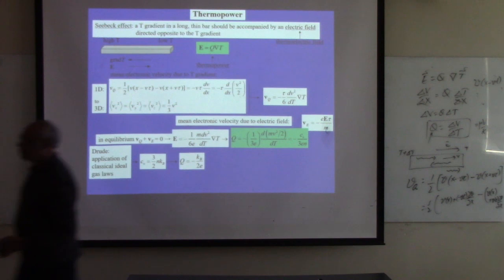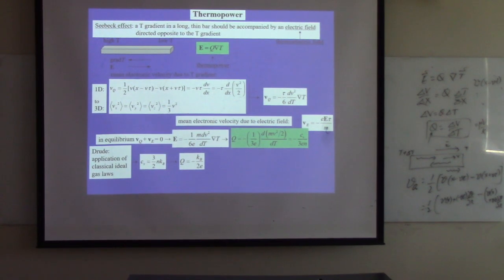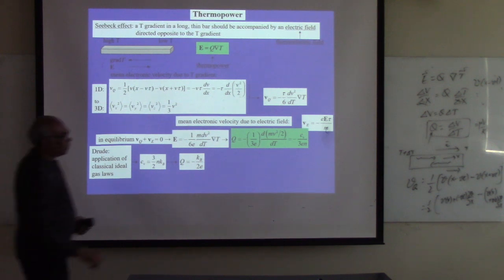F of x plus Vt, something I can write as f of x plus Vt times df over dx plus half Vt squared d squared f over dx squared, and so on, right? So we'll not neglect the second term, we'll write only the first term.